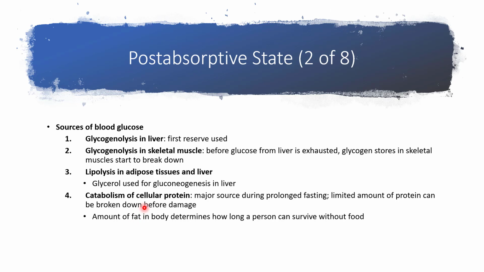And catabolism of cellular protein. This is when you break down the protein in the cells, which is a major source during prolonged fasting, where you don't have much of the amino acid. Then you start breaking down cellular protein. There's a limited amount of protein that can be broken down before damage. And here, the amount of fat in the body determines how long a person can survive without food.